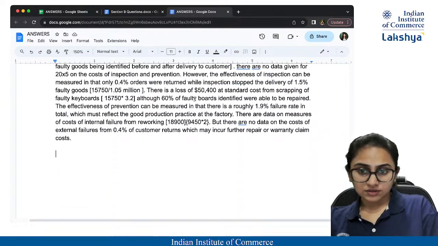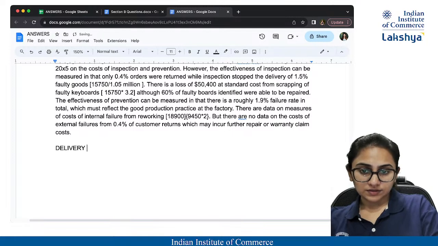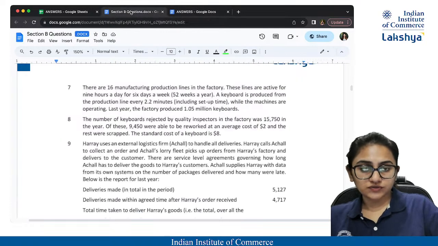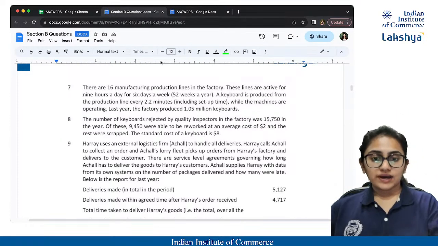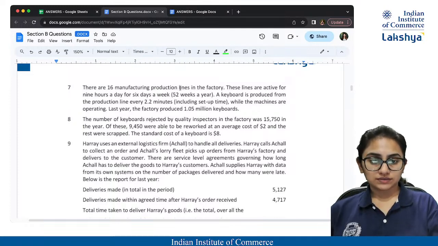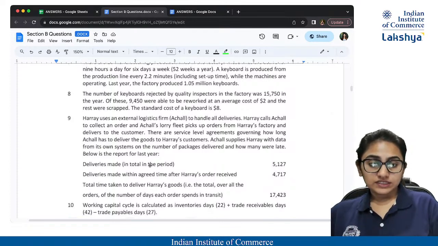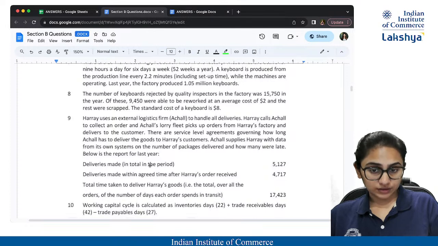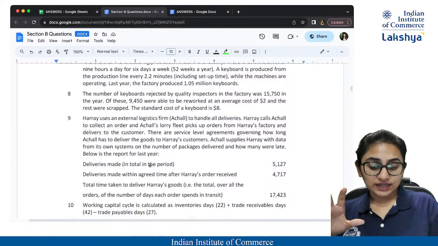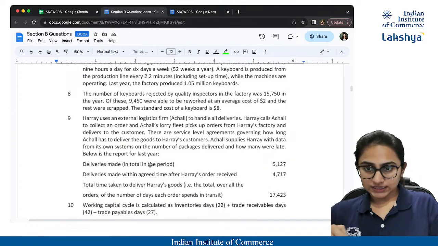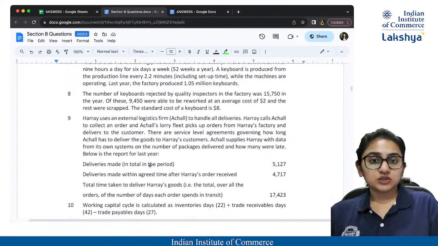Next is what? Delivery. Now what can be said for delivery? Delivery is an outsourced function, right? So Harry has outsourced the delivery part to Actual. Read, the deliveries made in total is 5127. Deliveries made within agreed time is 4717. Total time taken to deliver all the goods is 17423. So whatever is the delivery data, that is the data by Actual, and we have to trust the data because we are not undertaking the delivery services by ourselves, but we are outsourcing it to Actual.